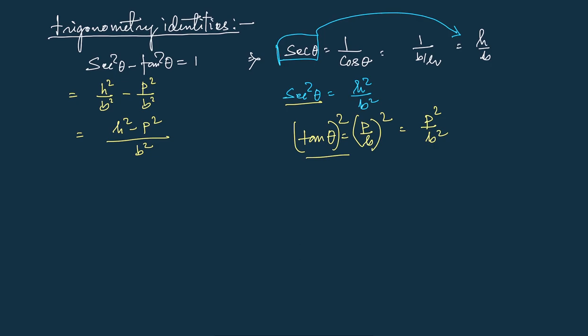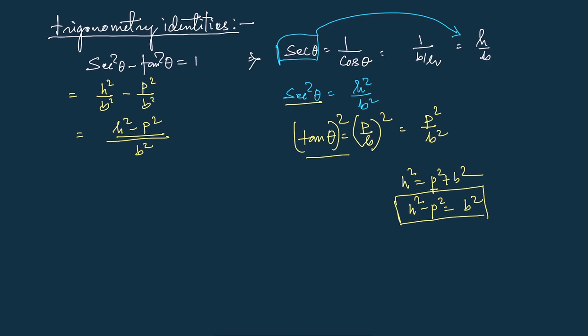But we know from the Pythagorean theorem, h square is equal to p square plus b square, right? Here you can see that this is h square minus p square, but from this formula we need to bring what is h square minus p square. So h square minus p square will be equal to b square. This p square, if I bring it to the left hand side, it is going to be h square minus p square. So what is h square minus p square exactly? This is going to be b square.